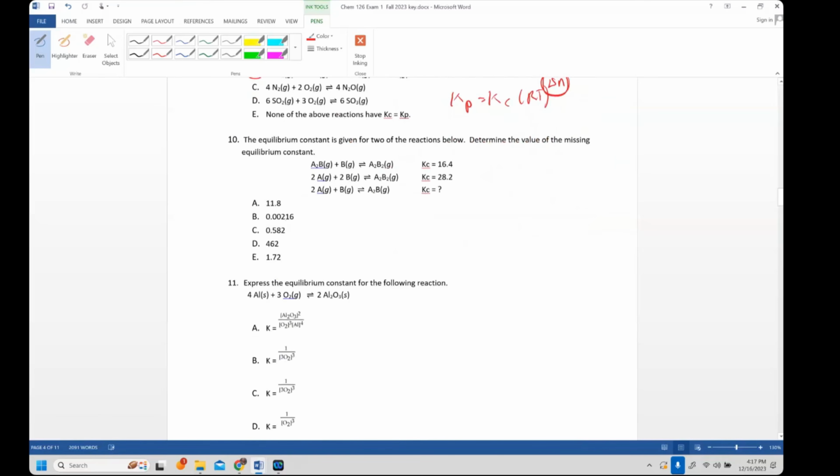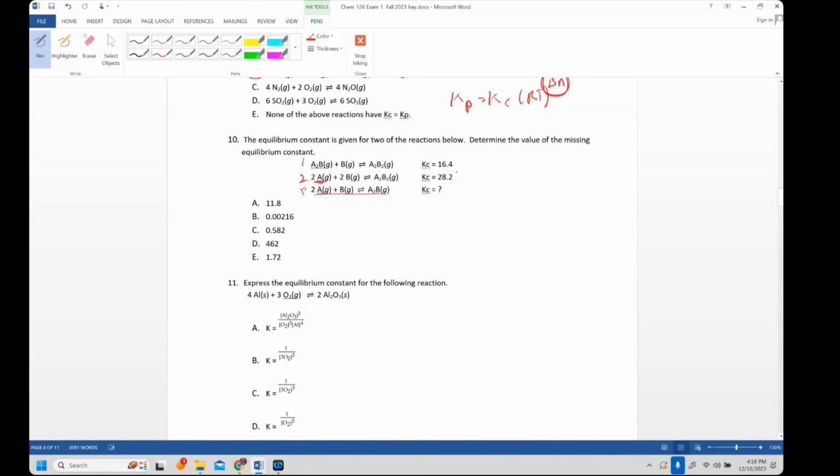Next. Number 10, the equilibrium constant is given for 2 reactions below. Determine the value of the missing constant. So we want to manipulate these 2 equations to give us the third one, and then see how those K values work together. So it's kind of like Hess's law from chapter 7 of Chem 1. So we want 2 A's on the left, right? So let's say we have equation 1, equation 2. We'll call this one F for final. So we want 2 A's on the left. In equation 2, we have 2 A's on the left. So automatically, we're not manipulating the second equation at all.